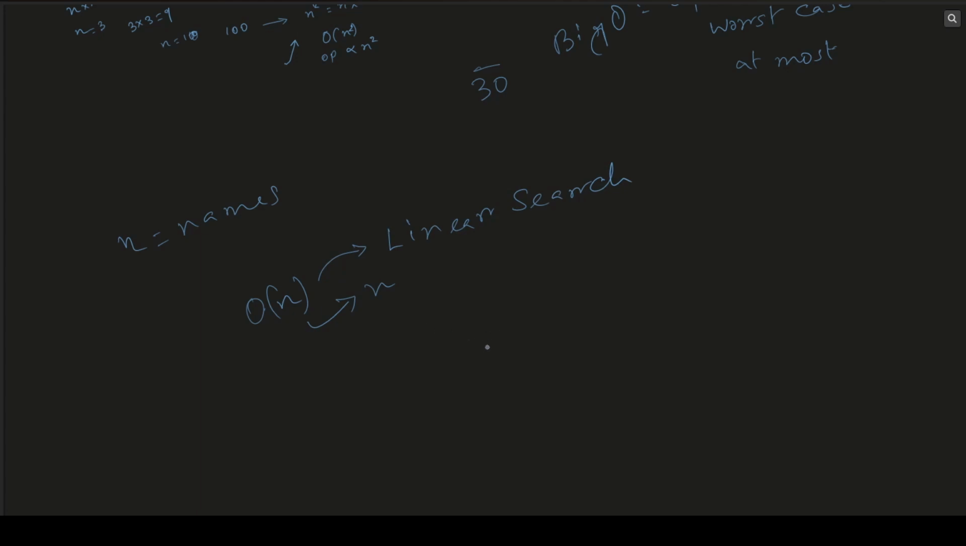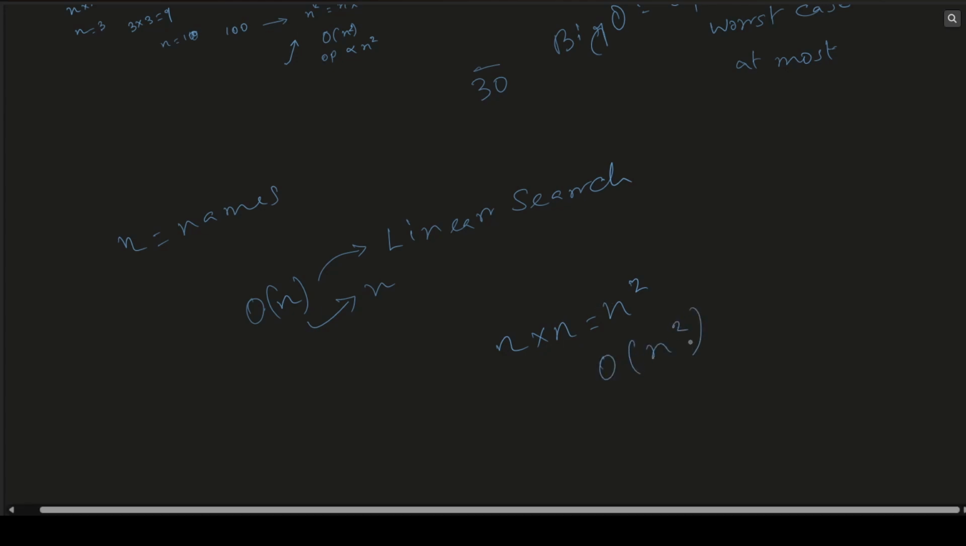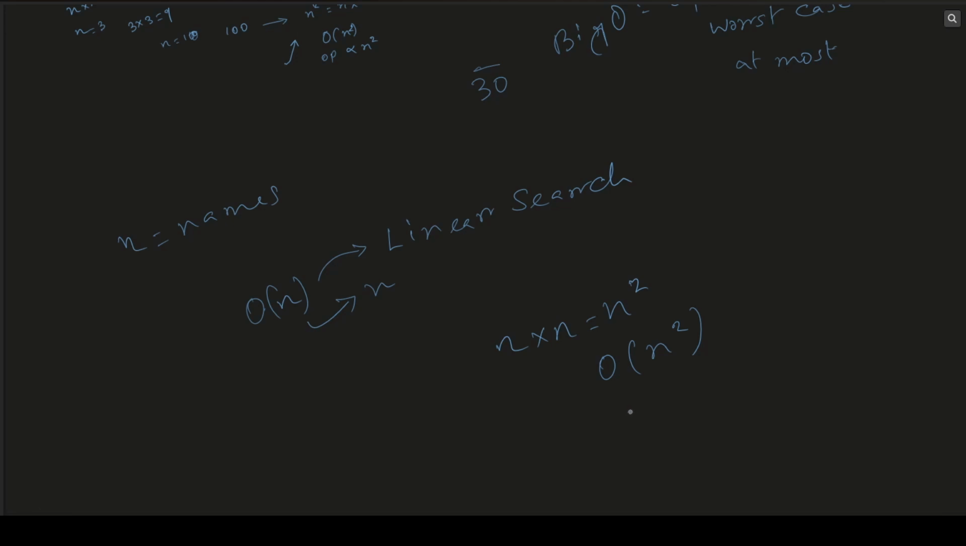Let's take another example. Suppose you have two nested loops that both go up to n. The inner loop runs n times for each outer loop, so the total will be n times n, which is n square. That's order of n square. Even if you break early sometimes, the worst case is always n square.